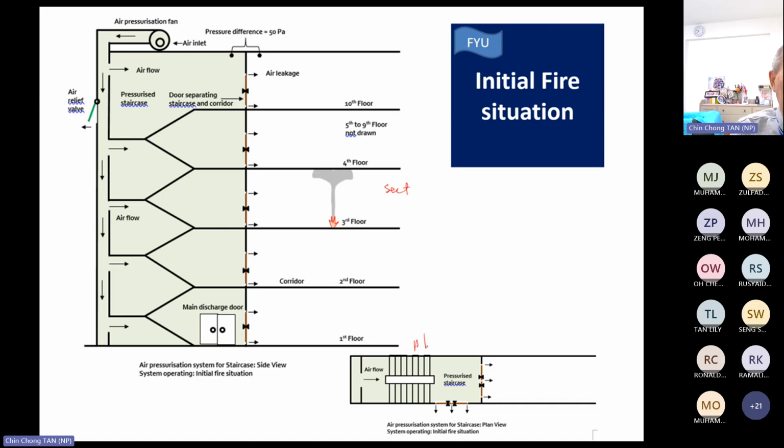So everybody listening, if there's a fire, straight away the fan will come on and set up a pressure of 50 Pascal. This is to prevent any hint of smoke coming in. The air will be blowing already. Can you see the arrows? And there's an air release valve. Of course, in a fire, people will be running away, isn't it?